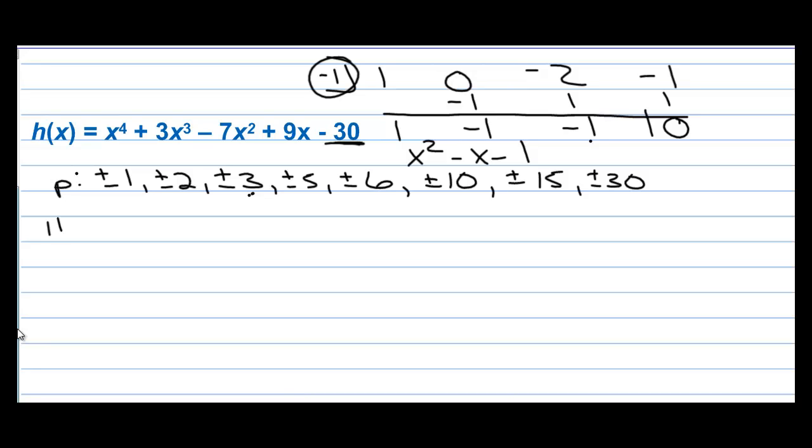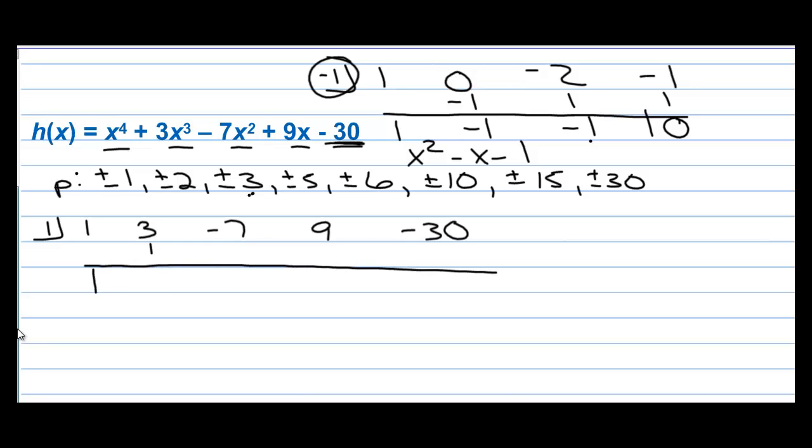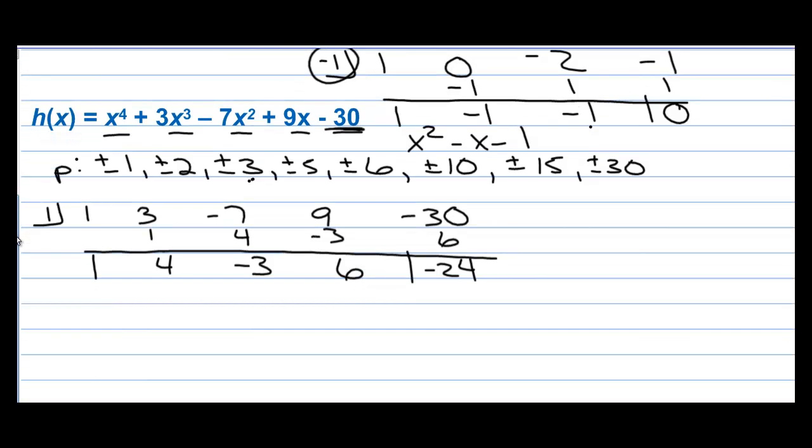Let's try 1. We'll plug that in to the box, and then we list the coefficients: 1, 3, negative 7, 9, and negative 30. We have 4, 3, 2, 1, 0. We don't need any zeros in here. Bring down the 1, that's 4, that's negative 3, that's 6, 6, and negative 24. That's not 0. So I tried 1, maybe I could try negative 1 next, and then try 2, and then negative 2, and so on. And I'll just skip ahead, and the first one that we would discover as a 0 is 2.